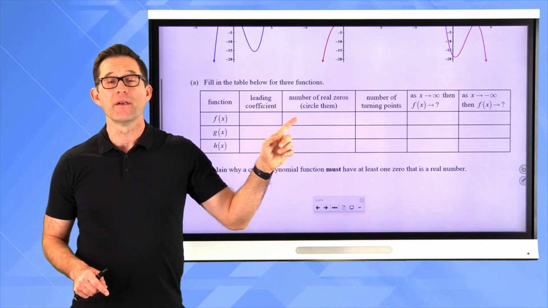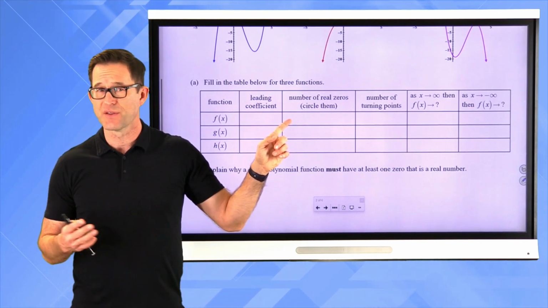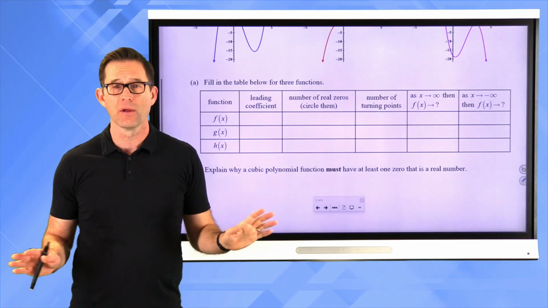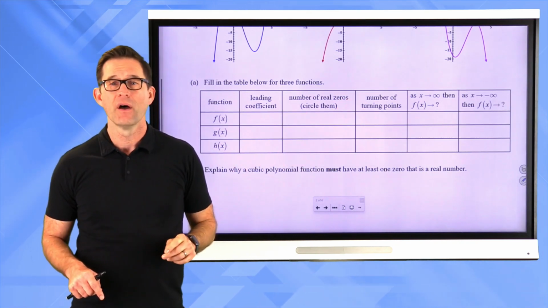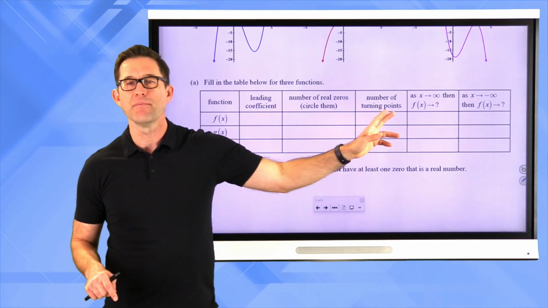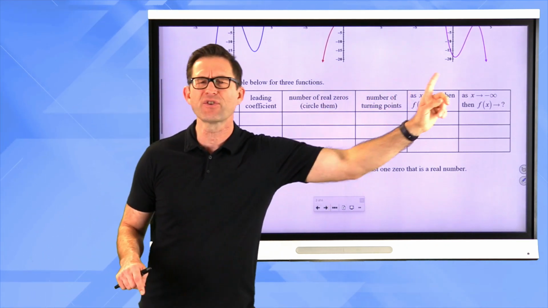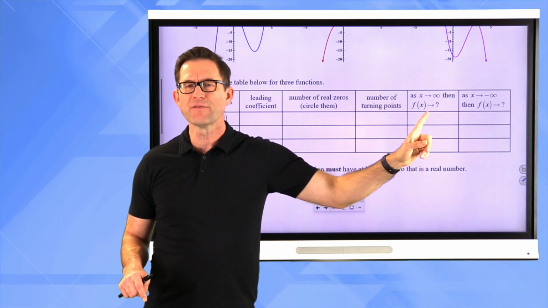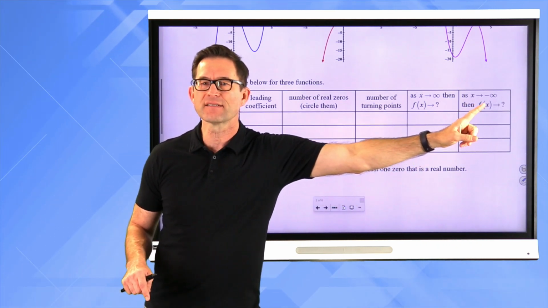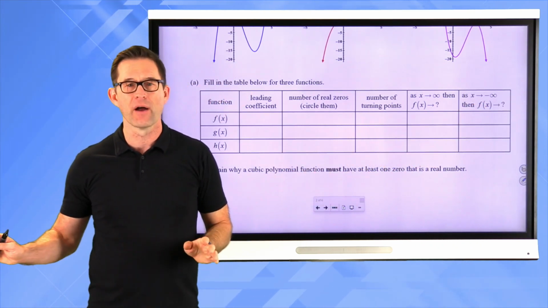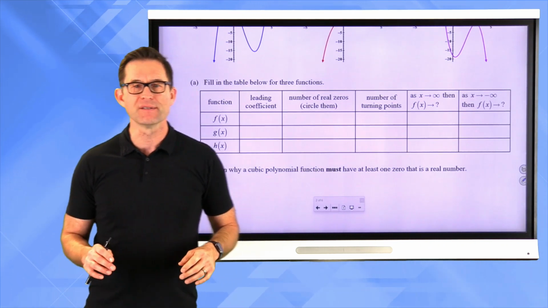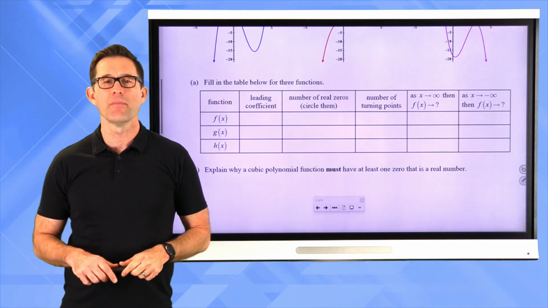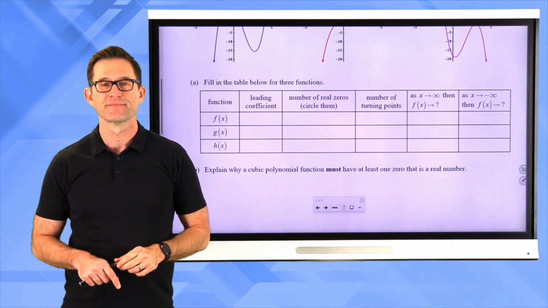I want you to tell me the number of real zeros it has. Those are the same as the x-intercepts, so just circle them on the graph. I want you to count the number of turning points that they have, and then tell me about their end behavior. So as x heads off to the right forever, where's the function headed towards? And as x heads towards the left forever, what is the function heading towards? This should be pretty quick and easy. Why don't you go ahead and take a few minutes to fill out this table?